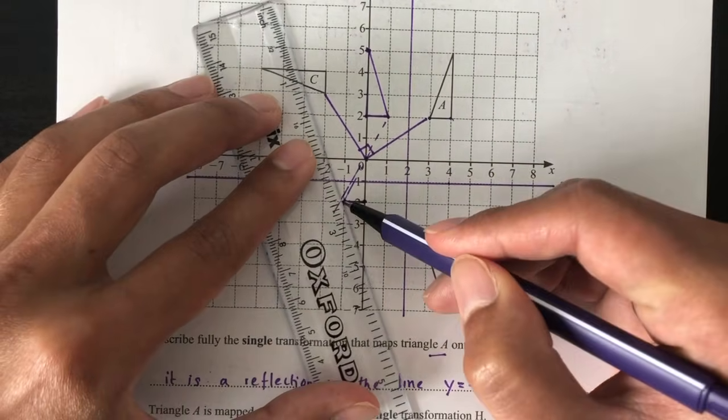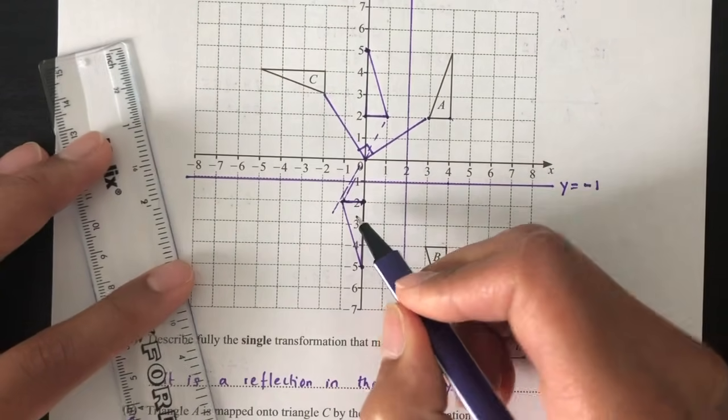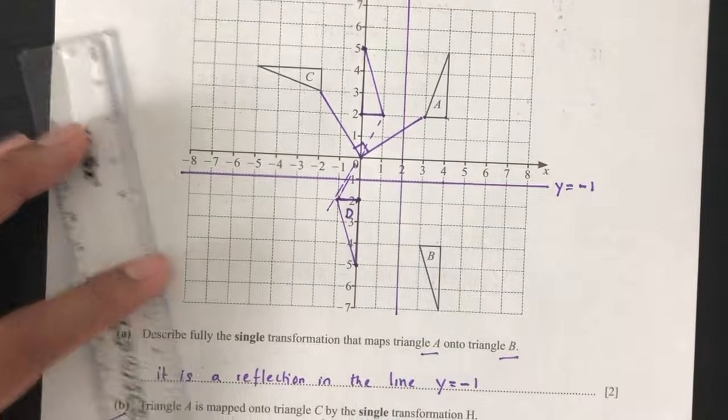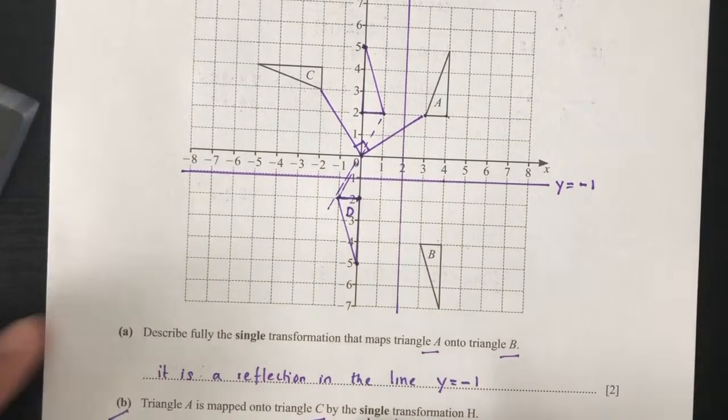So in this case, your triangle will become this, this, and this. This will be your triangle D. After the reflection and rotation, this will be triangle D.